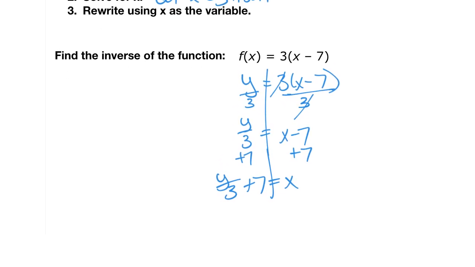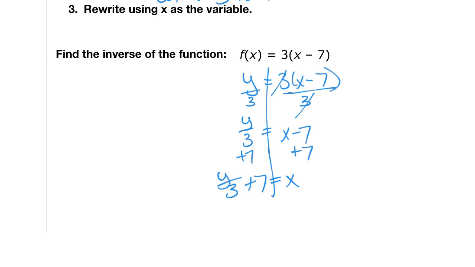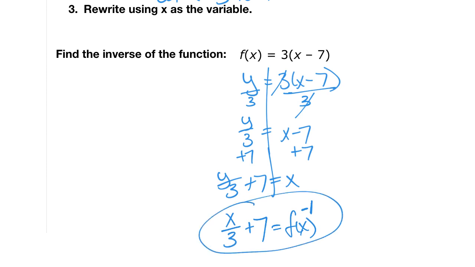Then the last step was to rewrite using x as the variable. So instead of y, I'm just going to rewrite that with x, x over 3 plus 7, equals our function, f of x. And for inverse, we're going to use this little minus 1 symbol to show that that is the inverse function of what we started with.